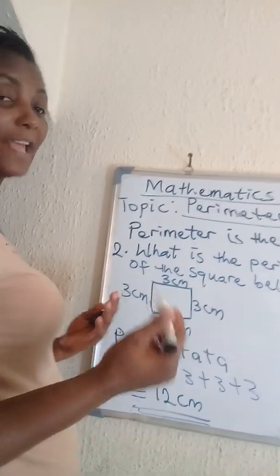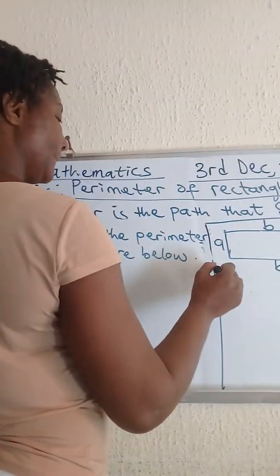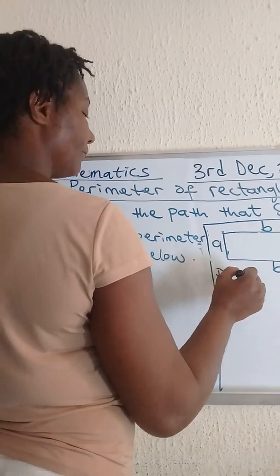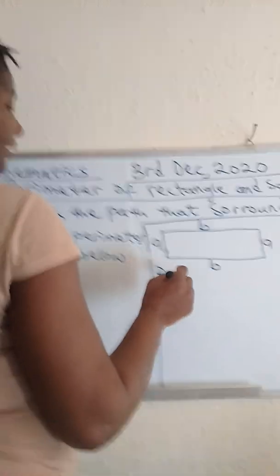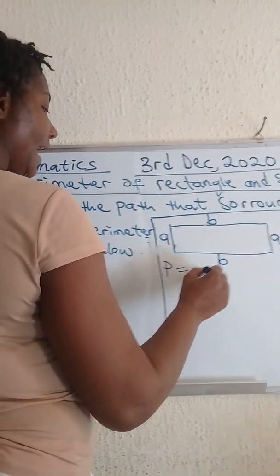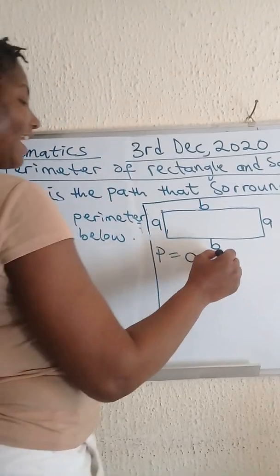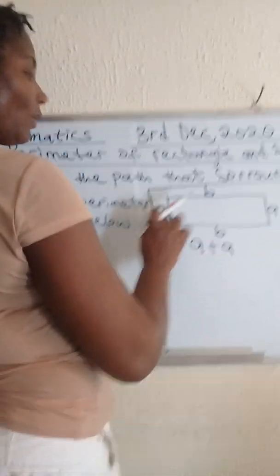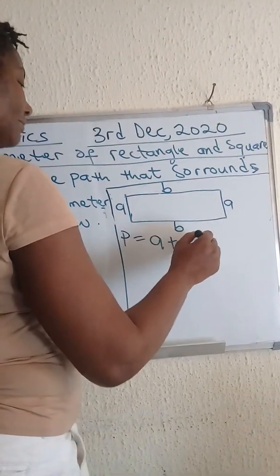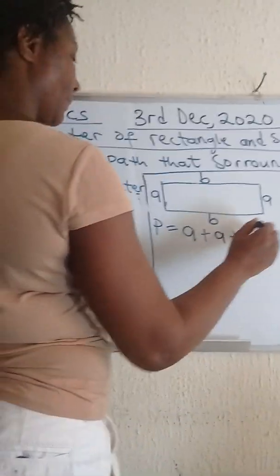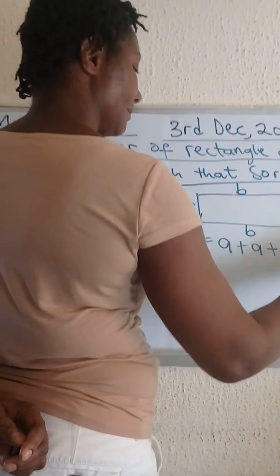Is that taken? So you also have the same formula. We have perimeter of a rectangle equals A plus A, which is this one and this one, plus B plus B.